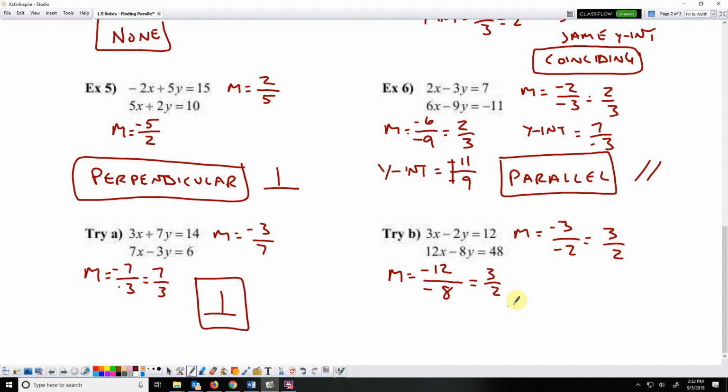We've got the same slope, so we need to check the y-intercept. C over B is negative 6, and then 48 over -8 is also -6. Same slope, same y-intercept. These lines are coinciding.